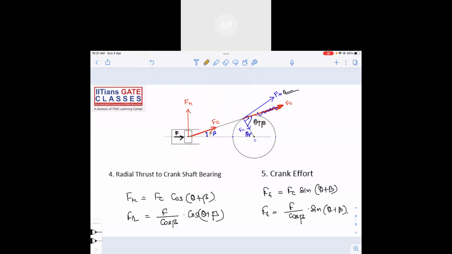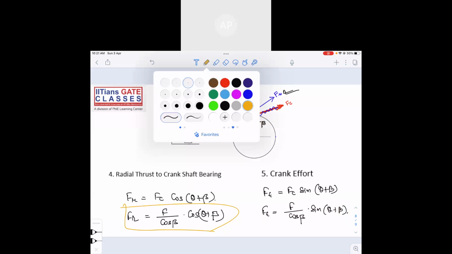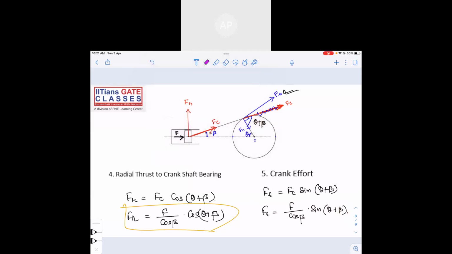These two formulas are worth remembering. This formula is more important, because it is directly going to be used in our concept of flywheel. So this is all about dynamic and kinematic analysis of the slider crank mechanism.